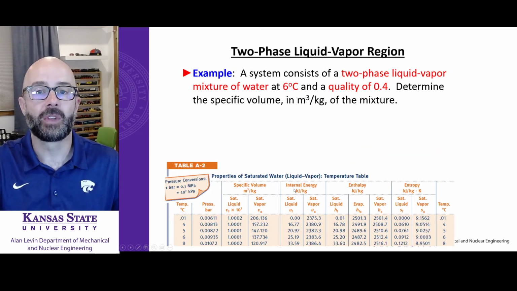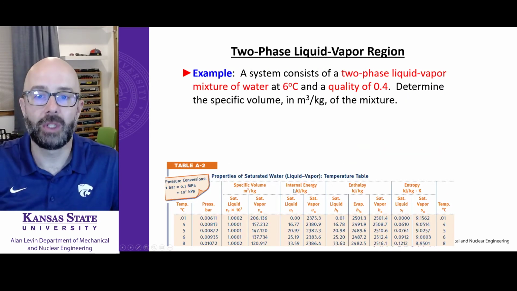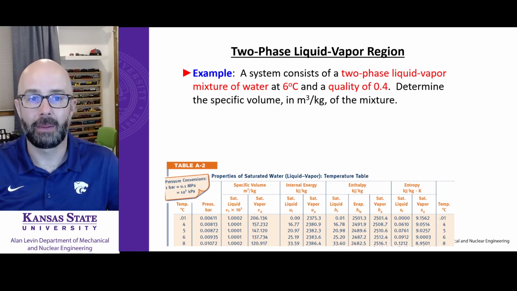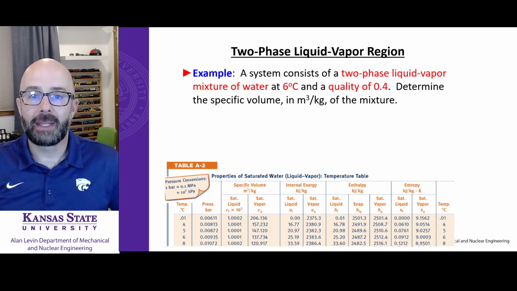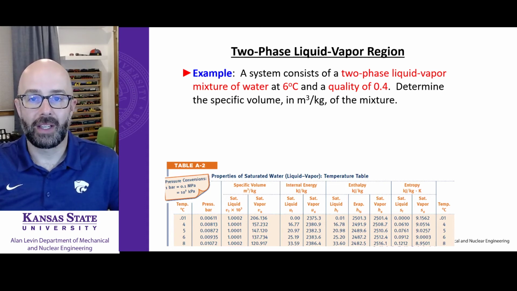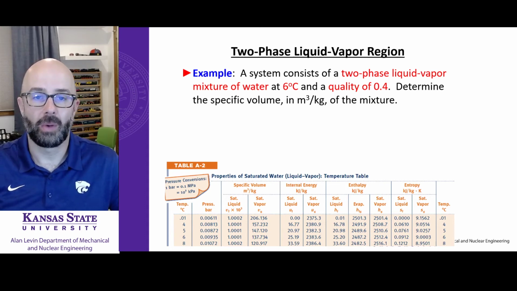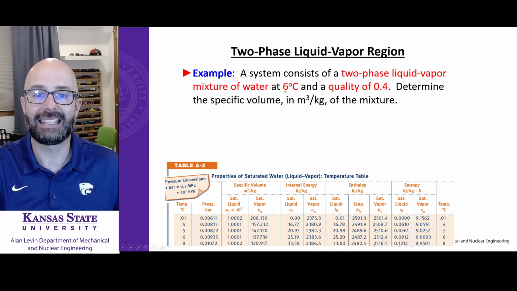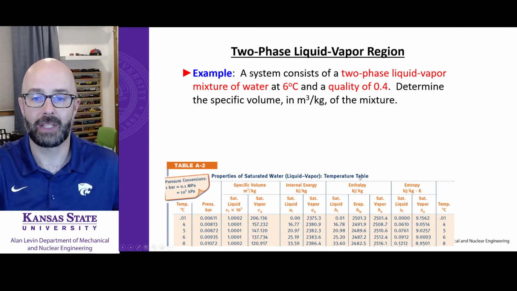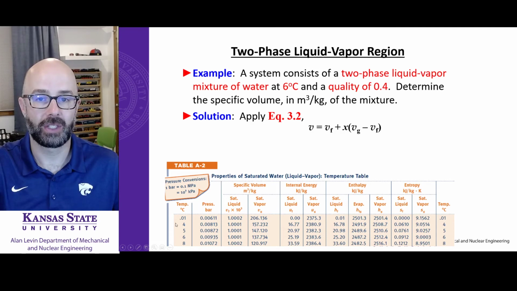Okay, so let's look at how we would do this, and this is going to be the last thing we're going to talk about, and then I'll let you free. A system consists of a two-phase liquid vapor mixture of water at 6 degrees Celsius at a quality of 0.4. So we know we're at 6 degrees Celsius, a nice even temperature, so we go to our temperature saturation table and go to 6 degrees.